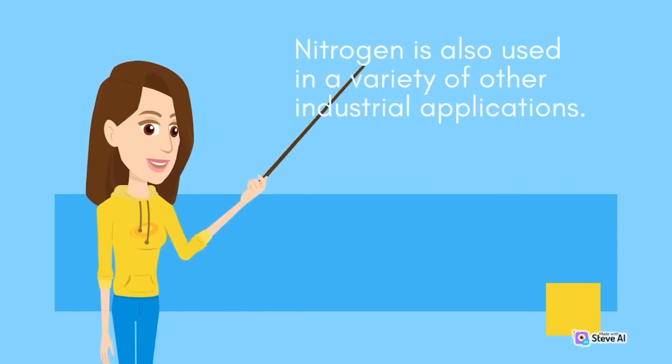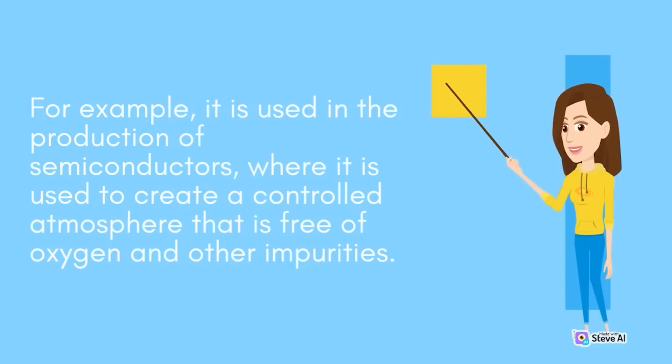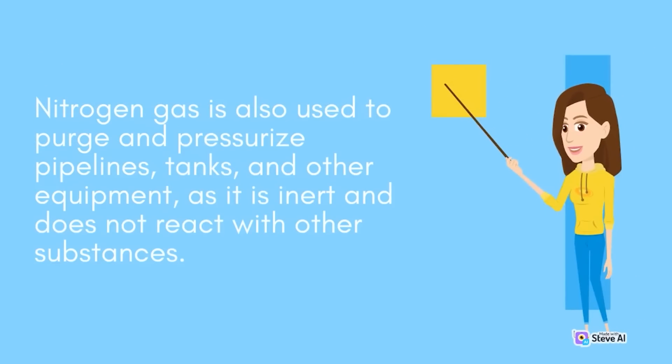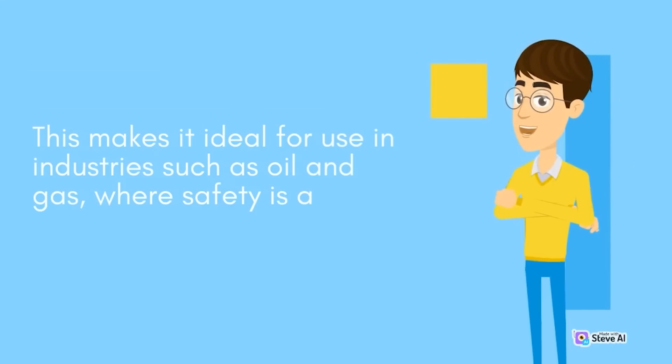Nitrogen is also used in a variety of other industrial applications. For example, it is used in the production of semiconductors, where it is used to create a controlled atmosphere that is free of oxygen and other impurities. Nitrogen gas is also used to purge and pressurize pipelines, tanks, and other equipment, as it is inert and does not react with other substances. This makes it ideal for use in industries such as oil and gas, where safety is a major concern.